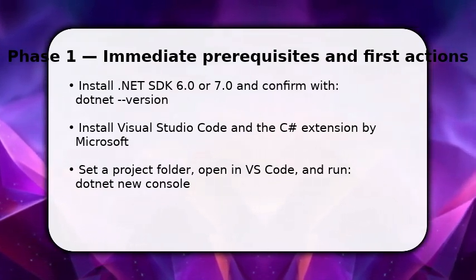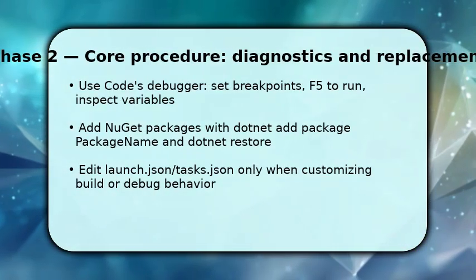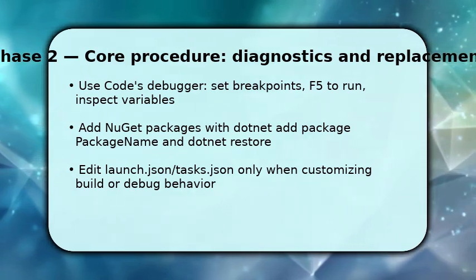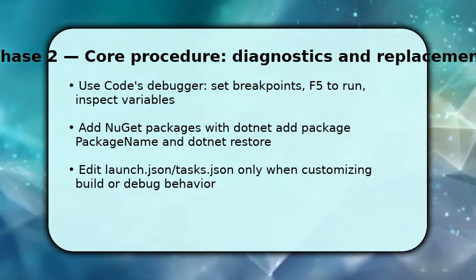Now you iterate, edit Program.cs, and add real logic. You should run the app with dotnet run for fast feedback, then use F5 to launch the integrated debugger. Set breakpoints and step through code to inspect state. This reveals why values change.